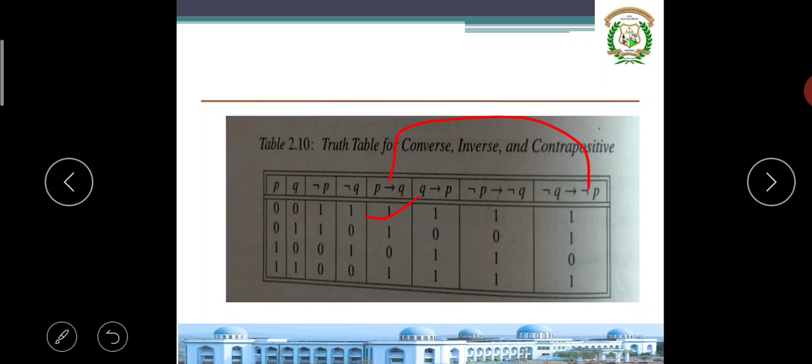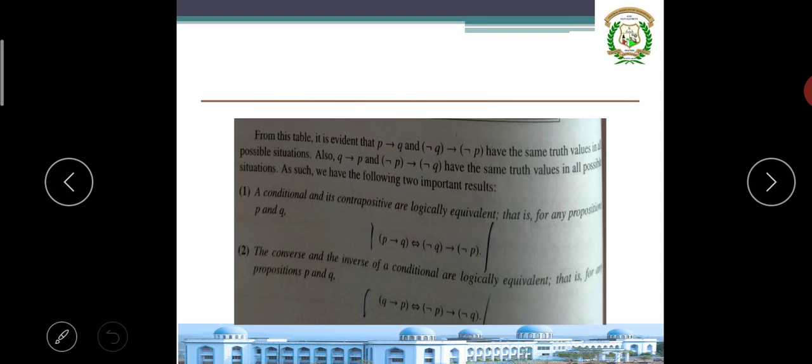First one is 1, first one is 1. Second one is 1, second one is 1. Third one is 0, third one is 0. Fourth one is 1, fourth one is 1. So no doubt, p implies q is logically equivalent to minus q implies minus p. So we came to the conclusion.